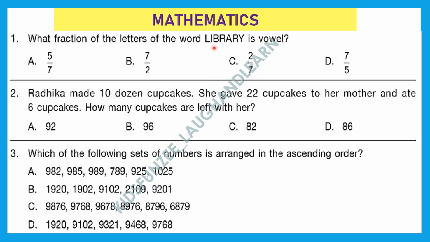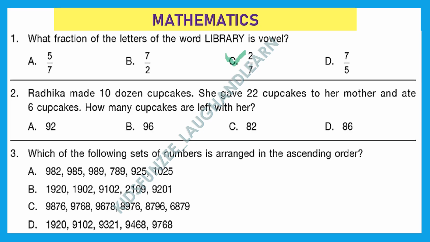Okay. And then let's count the vowels. Vowels are I and A. Only two vowels. So how would the fraction be? 2 by 7. Vowels by total number of letters. So the right answer here is option C. Let's move to the next question.